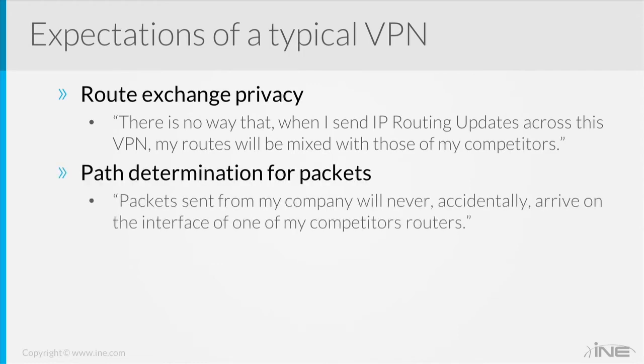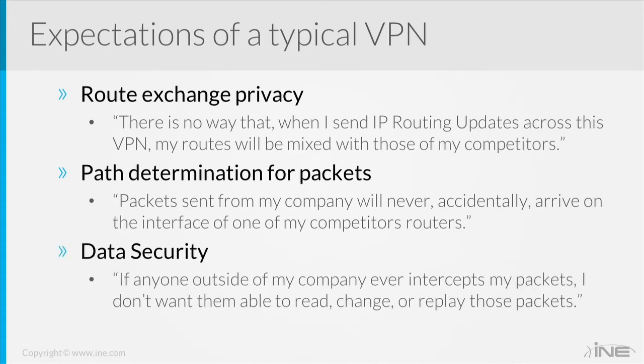Another expectation of a VPN is path determination. Packets sent from my company will never accidentally arrive on the interface of one of my competitors' routers. That's something else that the VPN should provide. And lastly, data security. If anyone outside of my company ever intercepts my packets, which should not happen, I don't want them to be able to read, change, or replay those packets.